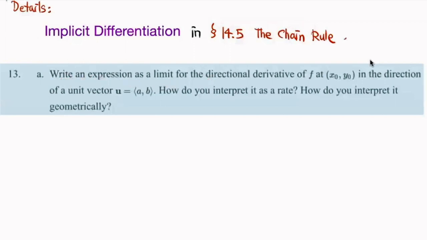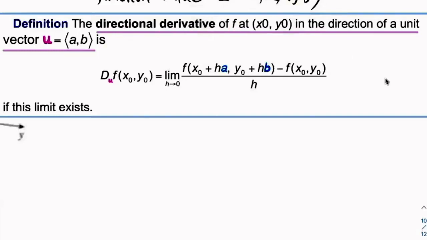Write an expression as a limit for the directional derivative of f at (x0, y0) in the direction of a unit vector u = <a, b>. How do you interpret it as a rate? And how do you interpret it geometrically? The directional derivative of the function at (x0, y0) in the direction of a unit vector u = <a, b> is given by the limit of this difference quotient. Notice that the a and b here are the components of this unit vector u.